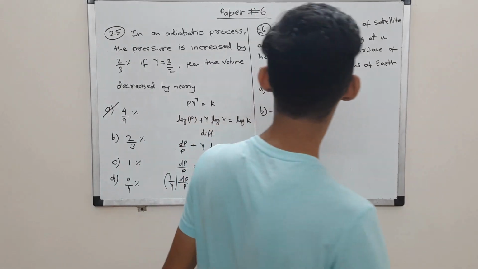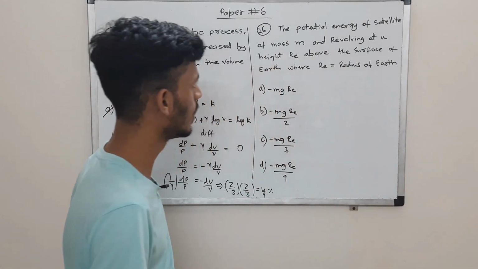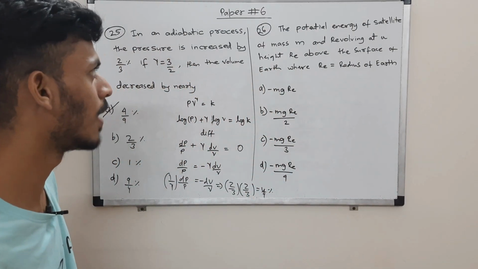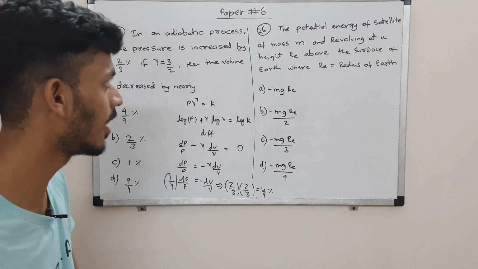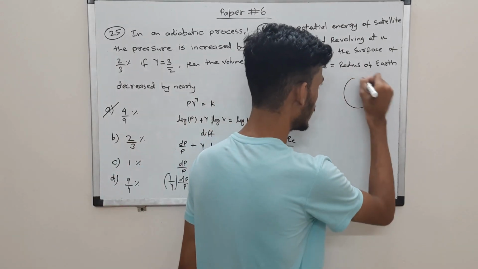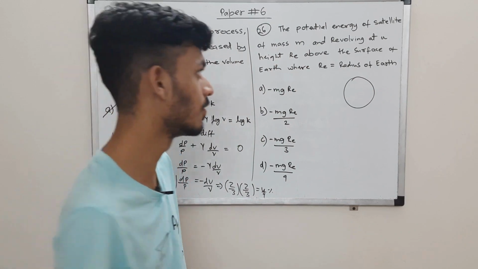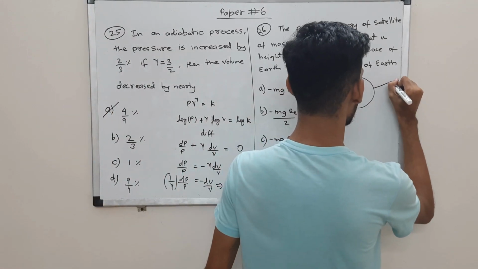Let's move to this one now. Here we have to tell the potential energy of a satellite of mass m, which is revolving at a height re. Now mind you, re is the height from the surface. So re is measured from the surface.